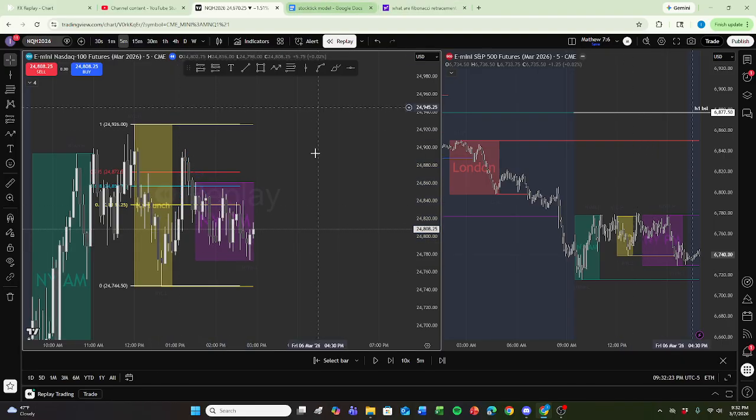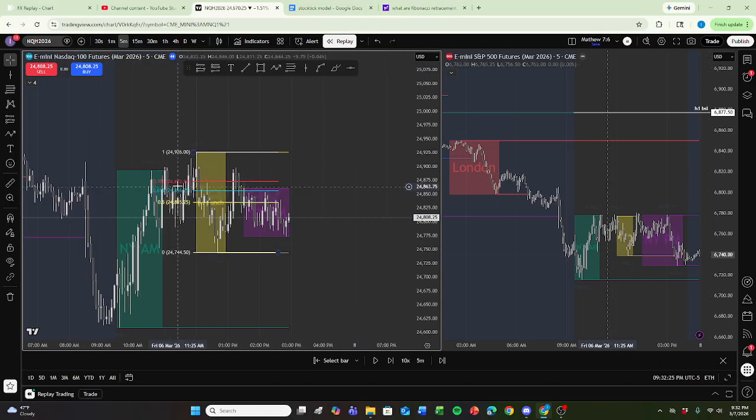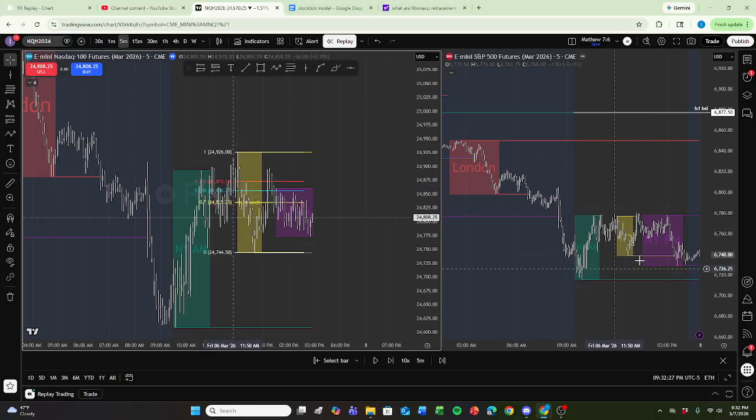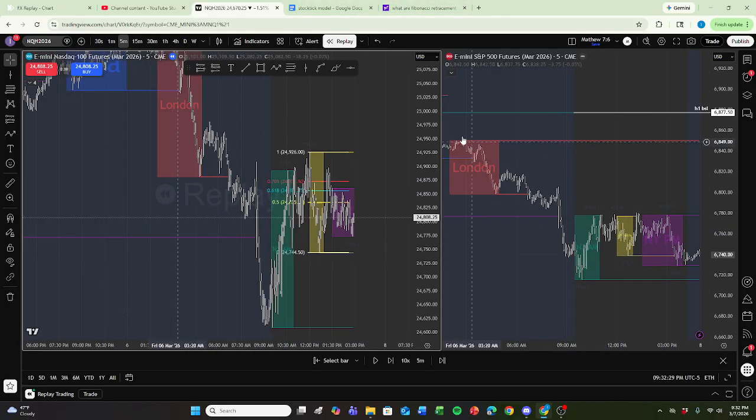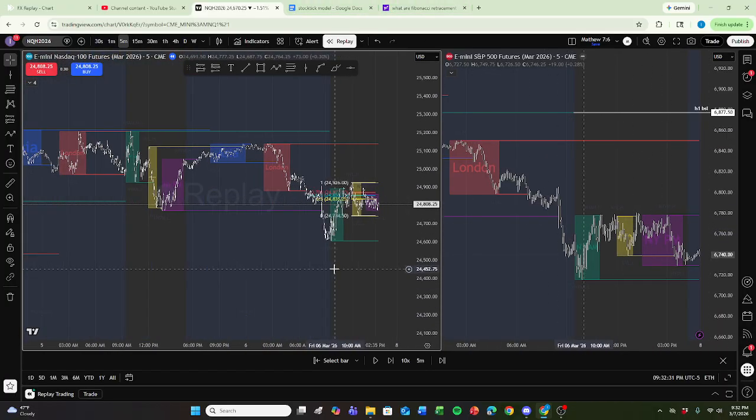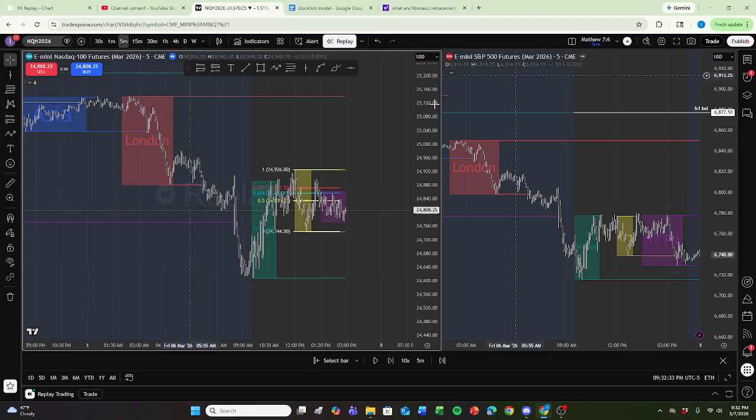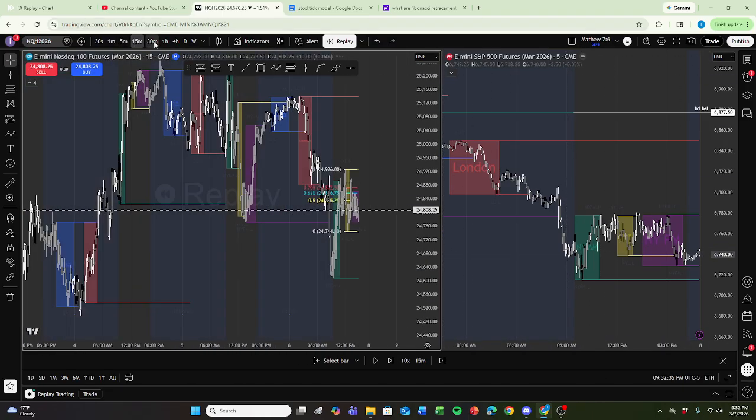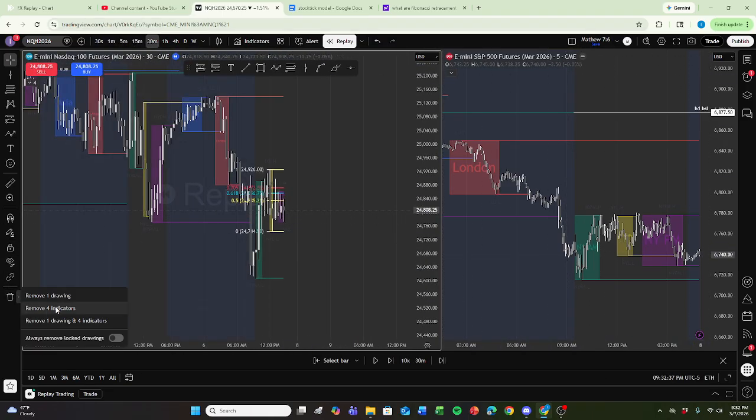Which also goes with my model about why it went that way. I explain everything in the PDF I have. You need other things to align. You need bias. You need other confluences before you try to just only use a fib to enter.